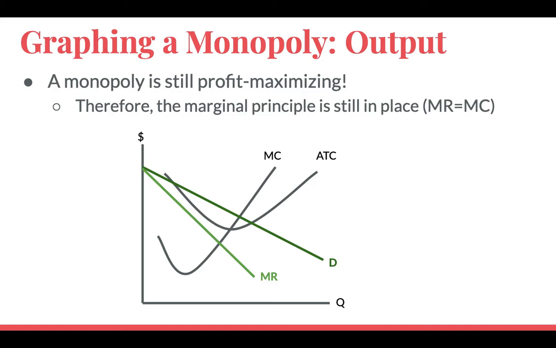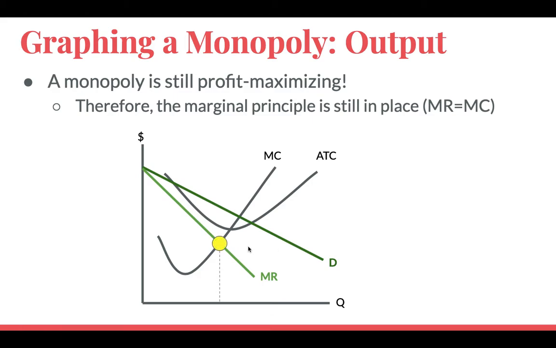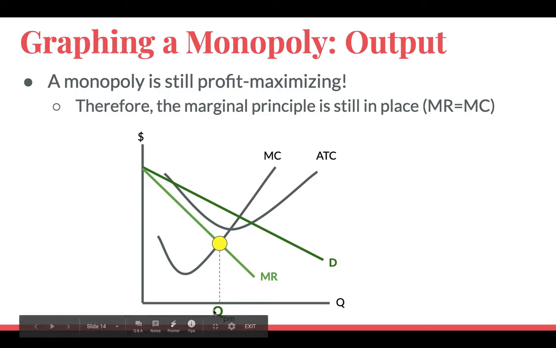So let's determine the output. If it's simply the marginal principle, that makes it pretty easy, right? MR equals MC. That's our marginal principle. So find the point where the marginal cost curve here, our J, intersects with the marginal revenue curve, the light green one. That happens here. And what do you know? That is exactly where we are going to plot our profit maximizing quantity, Q sub PM, for this particular monopoly.